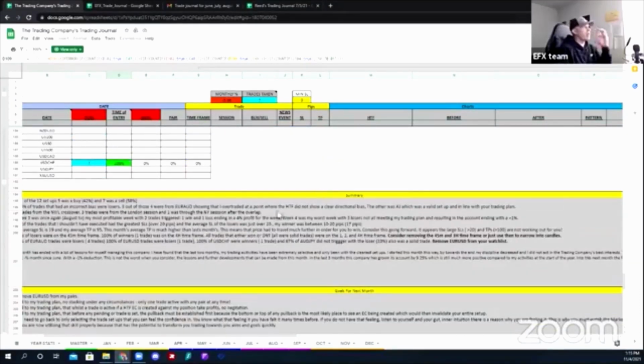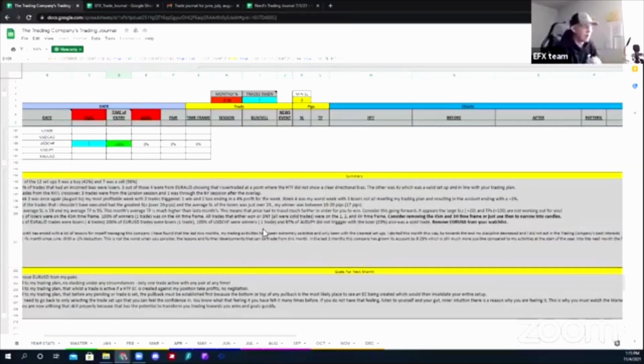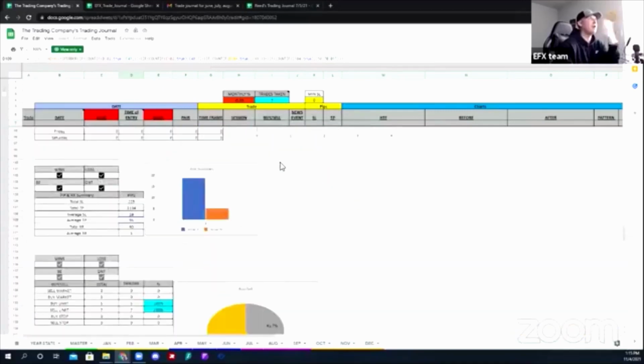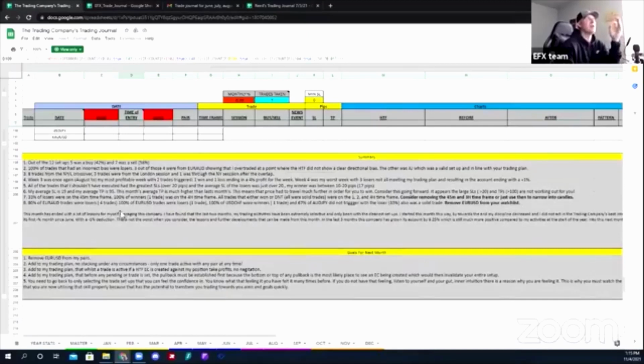So here is the important part, and I don't see enough people doing this. At the bottom, you have a summary and then the goals for next month. This is goals for next month and edits to the trade plan. So you can see he takes all of the information that he's gathered with all these charts and averages and totals, and he writes out any key information, strengths, weaknesses, etc.